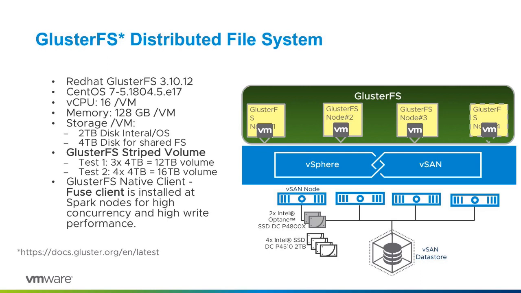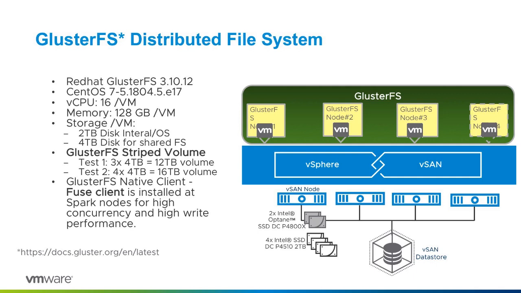For the running test, we have used 2 tests to compare. We have 3 virtual machines of Gluster, so 3 nodes, and the other test with 4 nodes of Gluster. One VM is 4 terabytes, so with the 3 nodes, we have 12 terabytes as a distributed volume. With 4 nodes, we have 16 terabytes as a distributed volume.